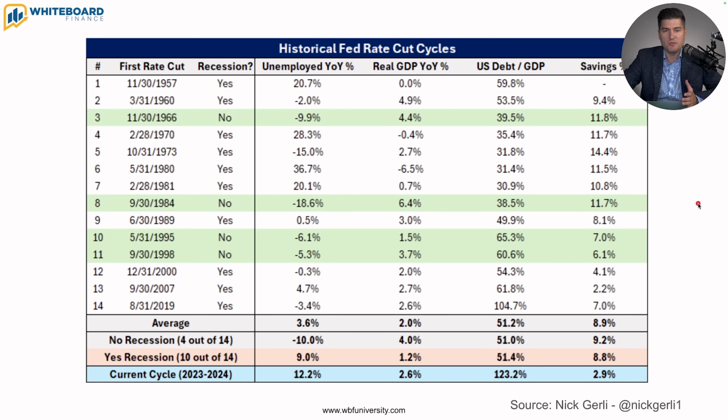And then also, this is from Nick Gurley. He also has this tweet, which I thought was pretty interesting. 10 of the last 14 Fed rate cut cycles directly led to a recession. The only times they didn't were in 1966, which you can see right here, 1984, 1995, and 1998, when the economy was noticeably stronger than it is today.